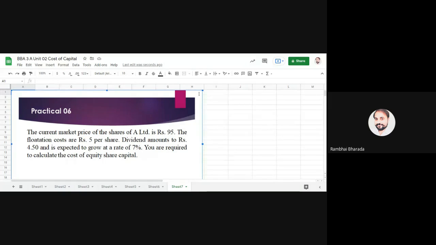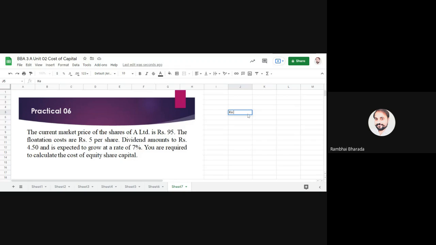Okay, read the first line carefully. What is written here? Current market price. And please remember the thumb rule here. Whenever the current market price is given to you, at that time you are not worried about the issue price, the face value, the premium, or the discount. We do not have to look at anything, not even the issue expenses. If the market price is given to you, you need to ignore premium, discount, issue expenses, all these things. Just write down the formula.